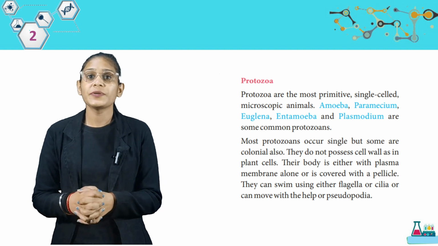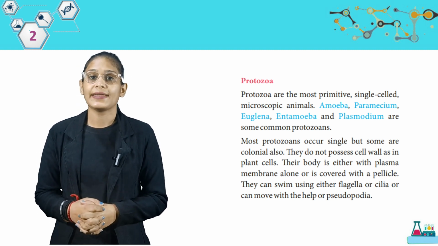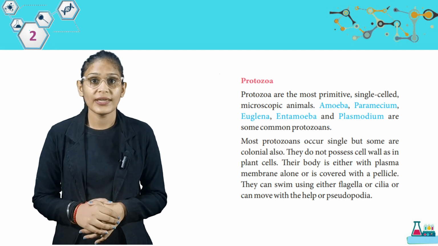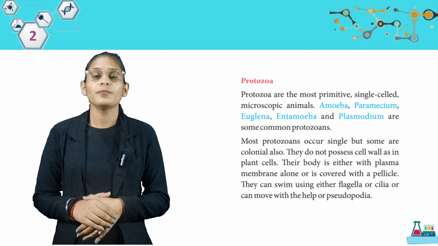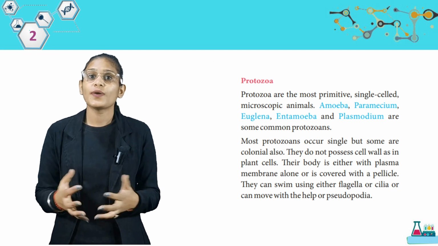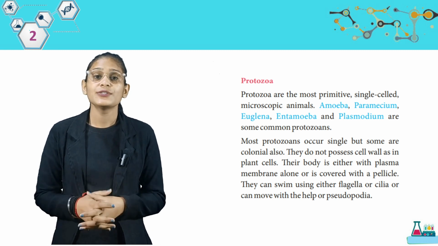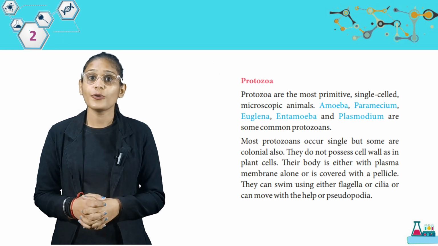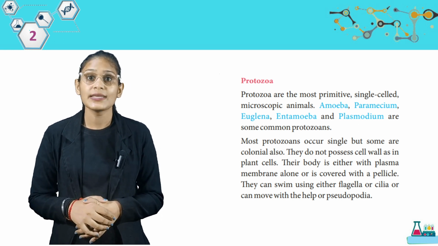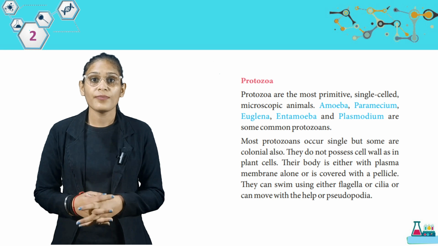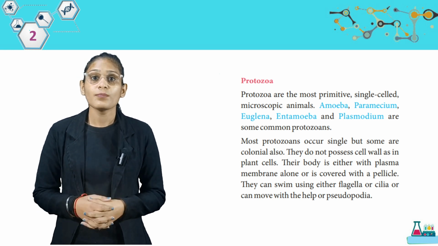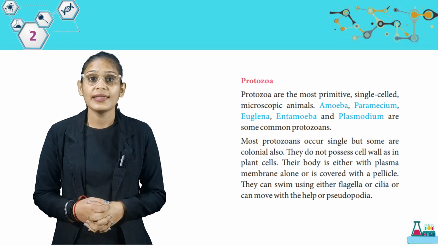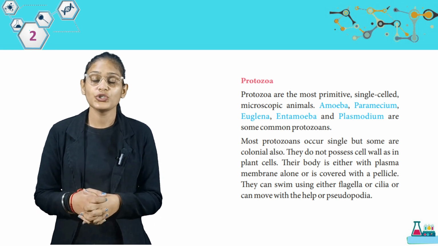Now, protozoa. Protozoa are the most primitive single-celled microscopic animals. Amoeba, Paramecium, Euglena, Entamoeba, and Plasmodium are some common protozoans. Most protozoans occur singly, but some are colonial also. They do not possess a cell wall as in plant cells. Their body is either with plasma membrane alone or is covered with a pellicle. They can swim using either flagella or cilia, or can move with the help of pseudopodia.